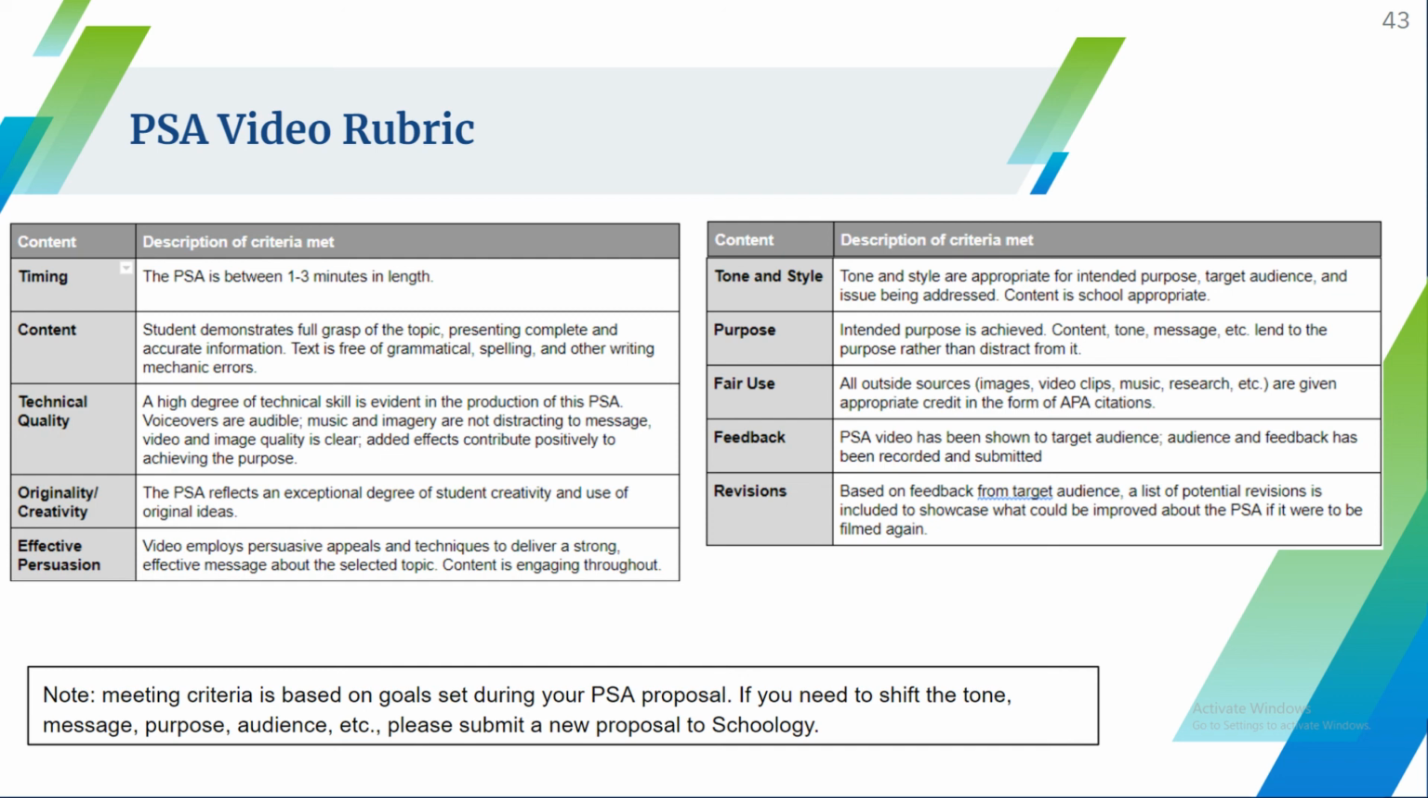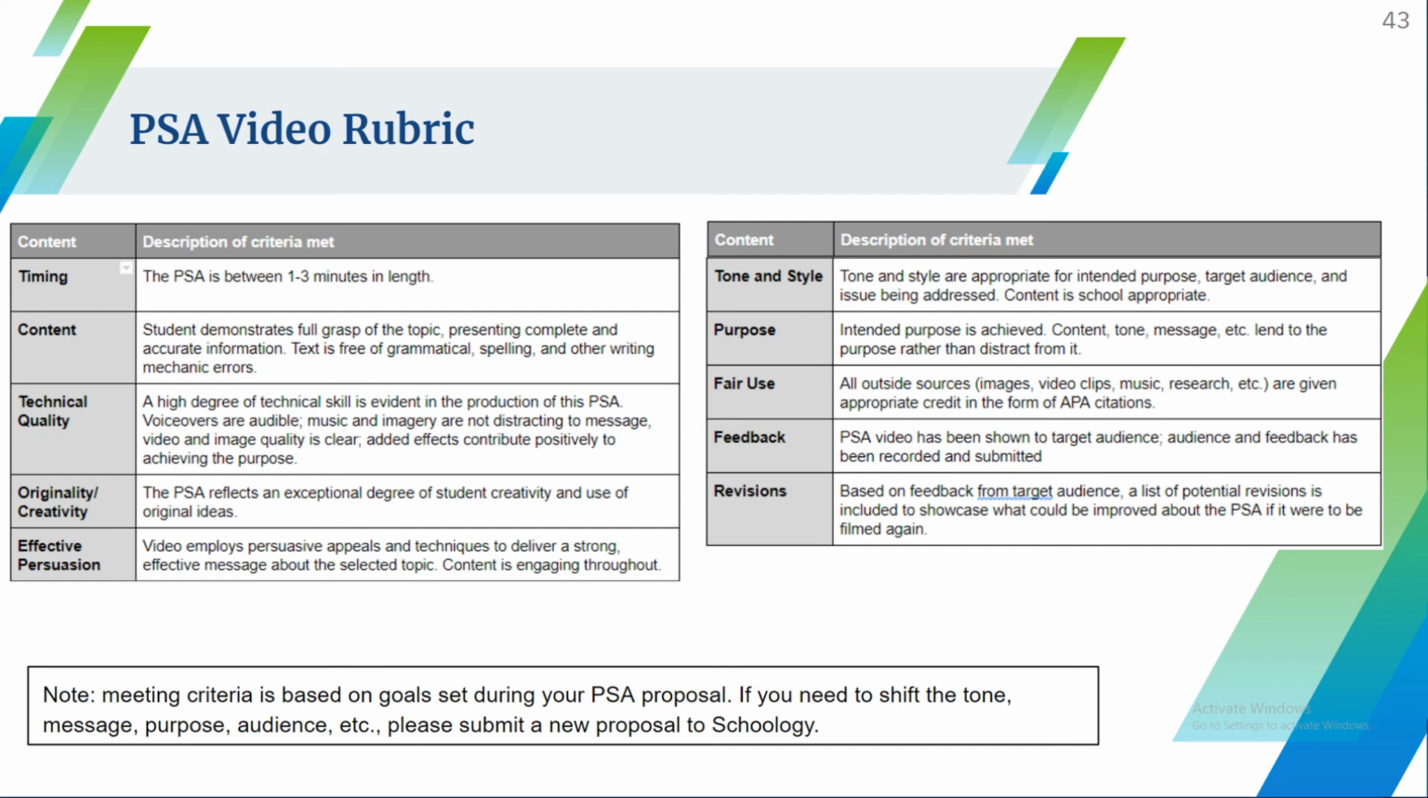Okay, fair use refers to all that stuff that we just talked about a couple minutes ago. The outside sources that you're using, images, video clips, music, research, etc., everything that you're using that isn't coming from you is given appropriate credit in the form of APA citations. I would just put these at the very end of the video.